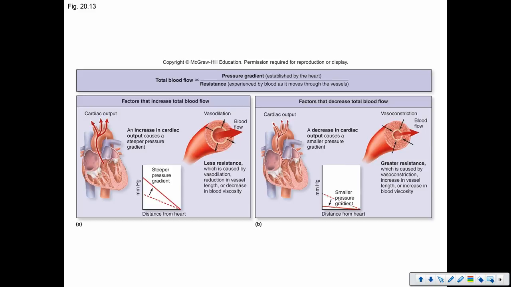All right, so some of the factors that can affect blood flow have to do with the amount of vasoconstriction versus vasodilation. If we dilate the blood vessels, there's less resistance to flow. We can also see an increase in cardiac output, which is going to cause a change in the pressure as well. So if we have an increase in cardiac output, along with vasodilation, we're going to have less resistance. If we have a decrease in cardiac output, which causes vasoconstriction, then we have greater resistance to flow.